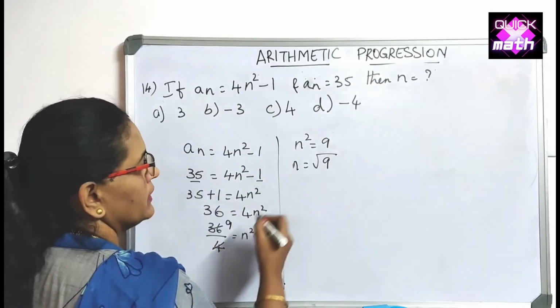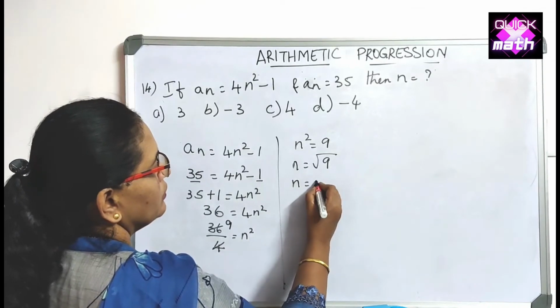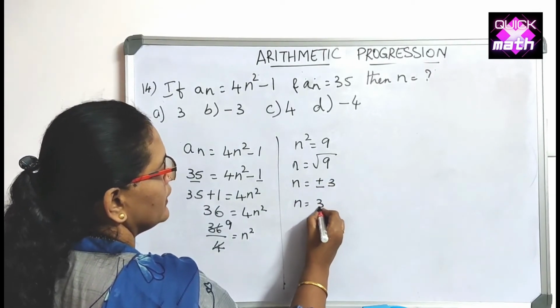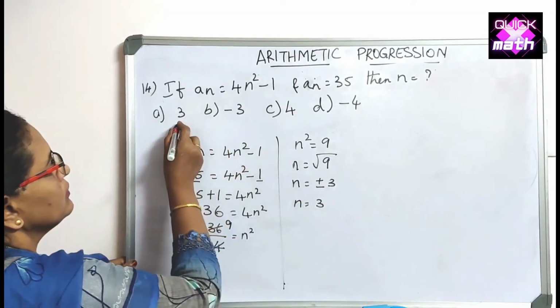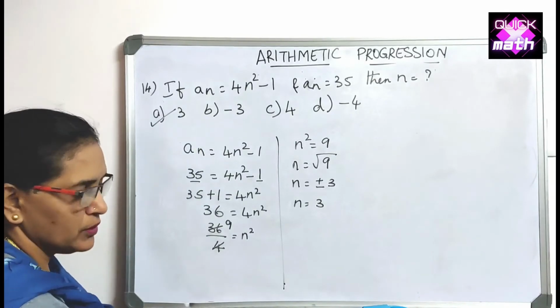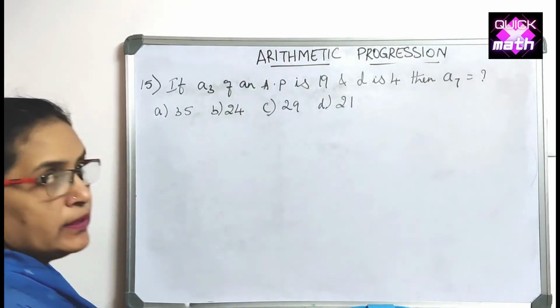So it becomes the square root of 9, which you know is plus or minus 3. For n we always take the positive value, so it is 3. Here plus minus 5 also is there, positive value also is there, so you take option A as the right option.